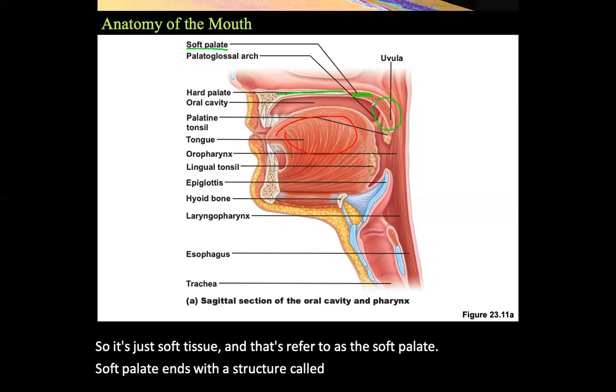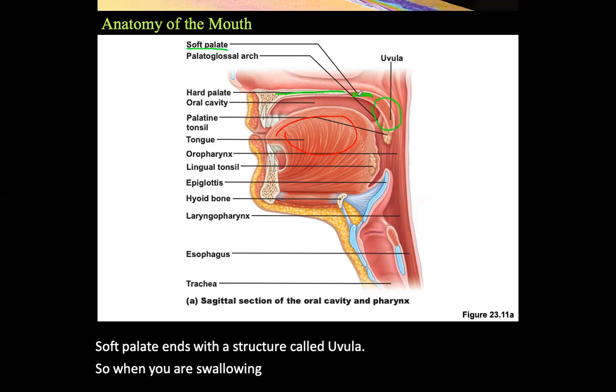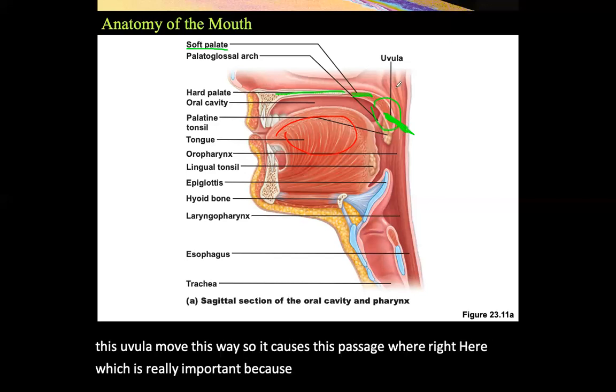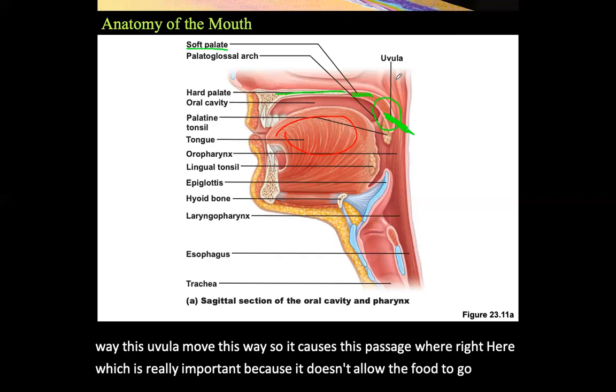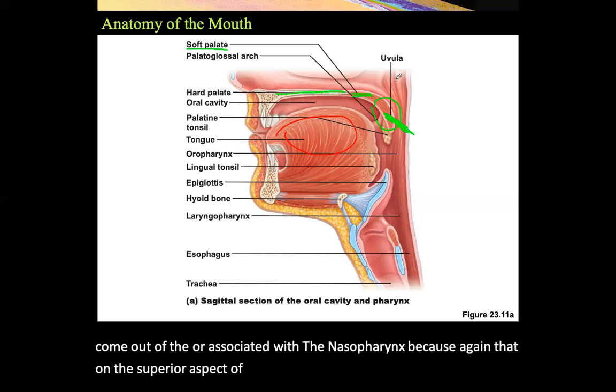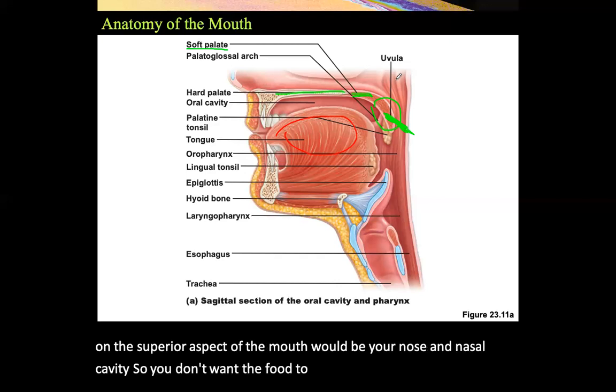So when you are swallowing food, the uvula moves this way, so it closes this passageway right here, which is really important because it doesn't allow the food to go up and associate with the nasopharynx, because again, on the superior aspect of the mouth would be your nose and nasal cavity. So you don't want the food to have access to that.